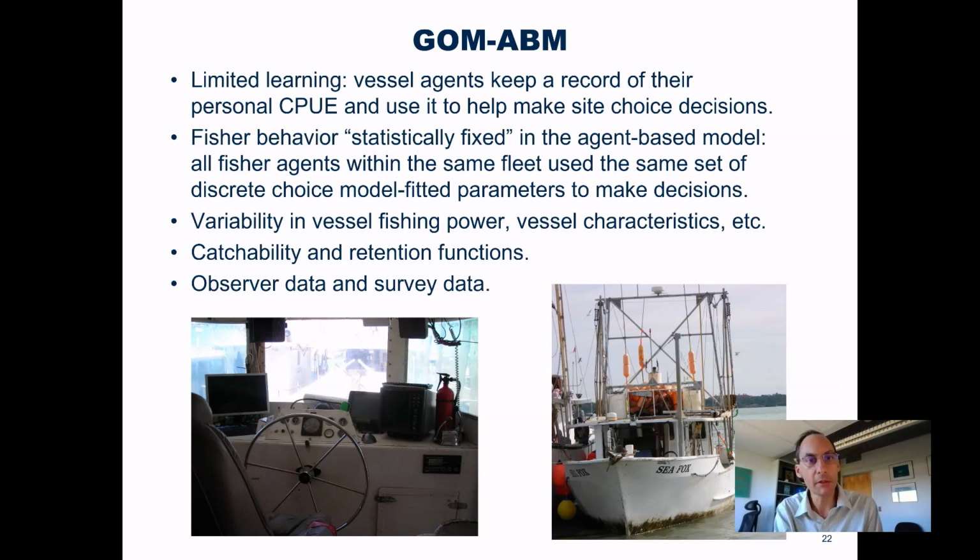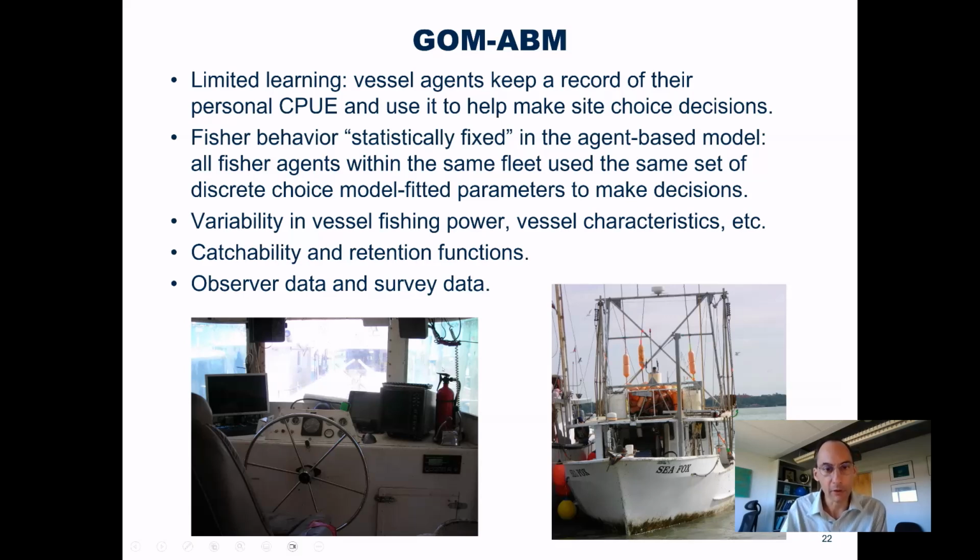For the fishing vessels, there's some limited amount of learning that can happen. So the vessel agents keep a record of their own. In other words, each simulated fishing boat keeps its own personal logbook and record of its own personal CPUE, which it helps use to make site choice decisions. Although the behavior can be somewhat said to be fixed based on the use of the discrete choice parameters, the decision each day can vary quite a bit as state conditions vary, and as the year progresses and a vessel's profit is increasing or not. That can also help influence their decision making.